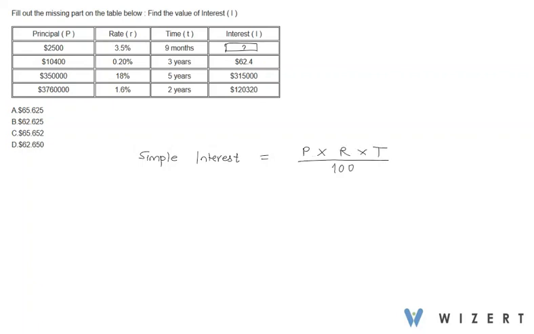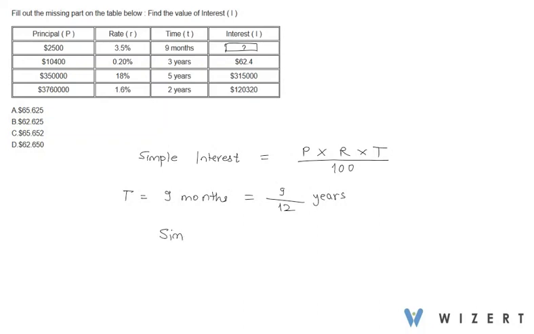divided by 100. Now this rate is in percent and time is in years. The given value of time is in months. So we have time equal to 9 months, which has to be converted to years. So in order to convert 9 months to years, we simply divide by 12. That is the total number of months. So now we will put this value of time in the above relation.